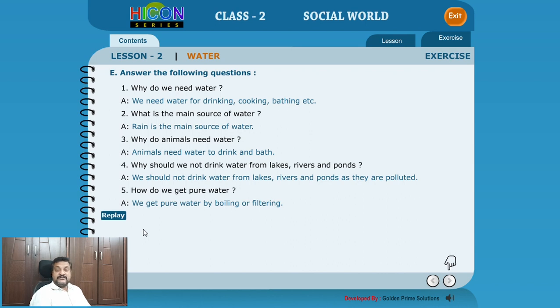Second, what is the main source of water? The main source of water is rain. So rain is the main source of water.